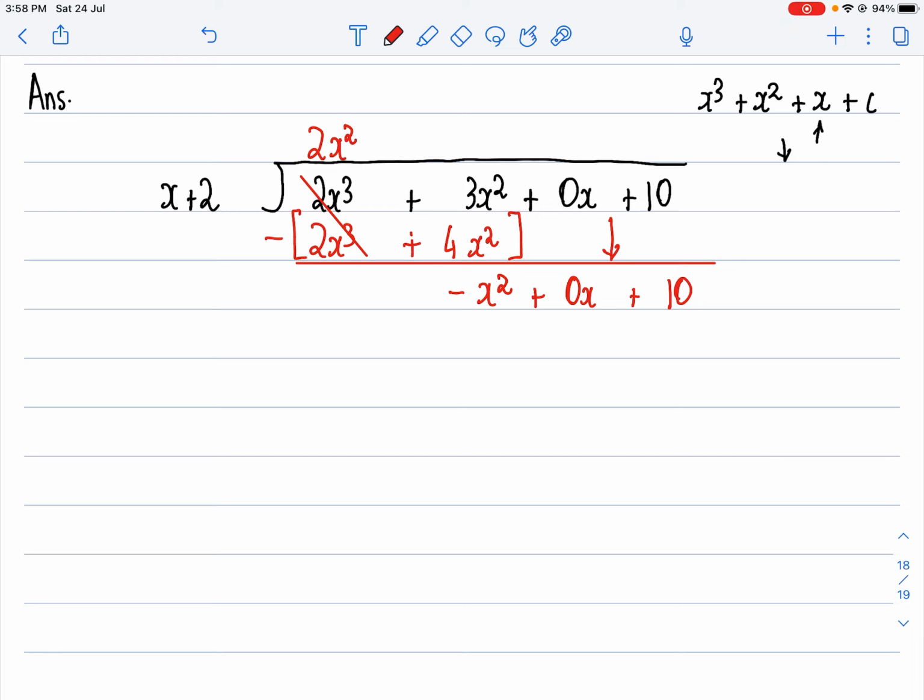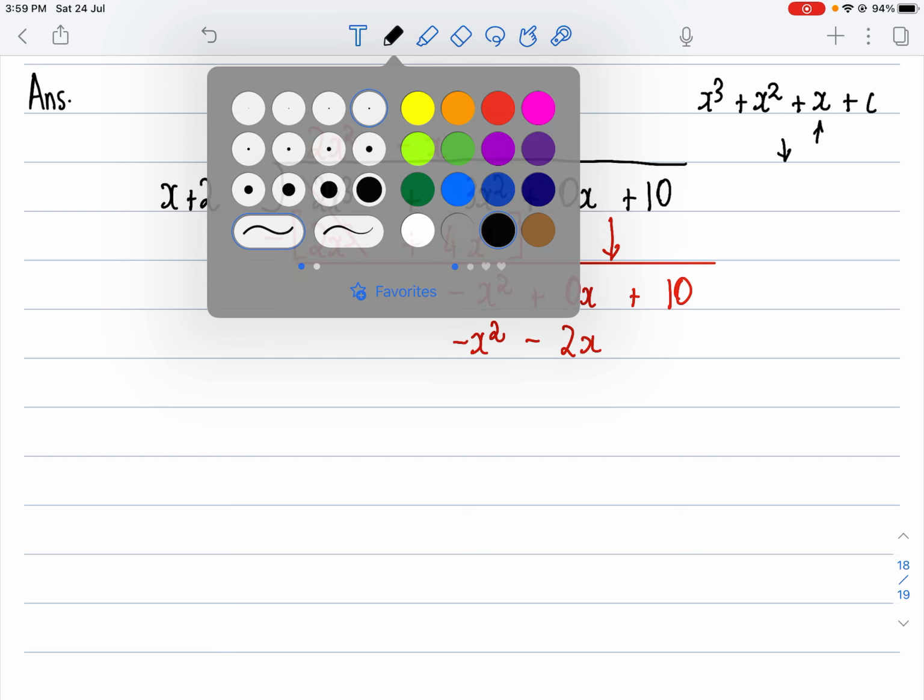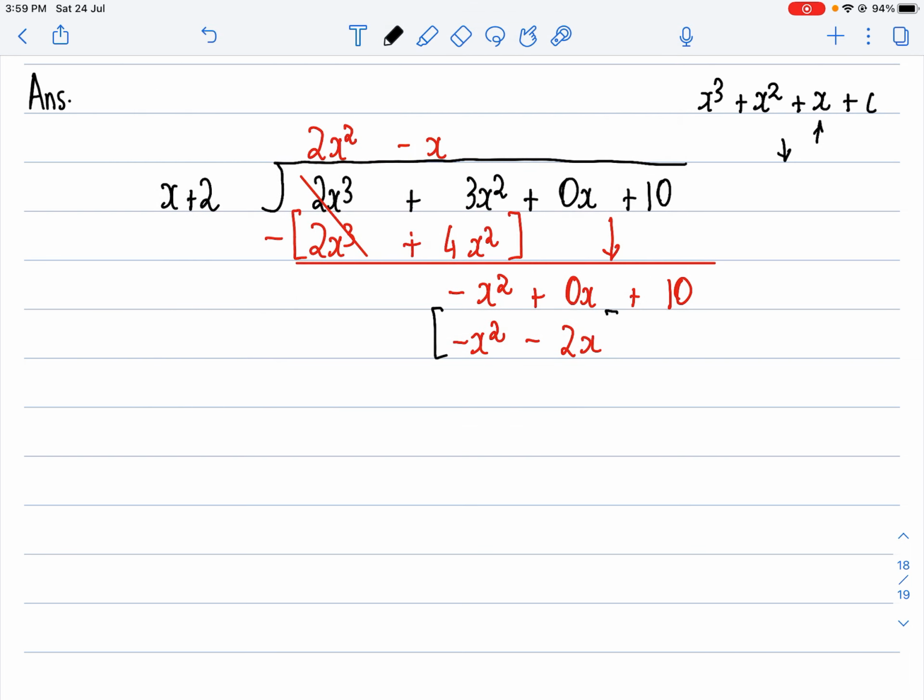Okay? So now here basically I need a minus x square. So now what should I multiply to x here to get a minus x square? I can simply multiply it by minus x, because x into minus x gives me minus x square. Correct? Then I do 2 into minus x, which gives me minus 2x. Correct? This is what I get. So now what I can do is I can multiply this full thing by negative. Okay, and I can get this 10 down.